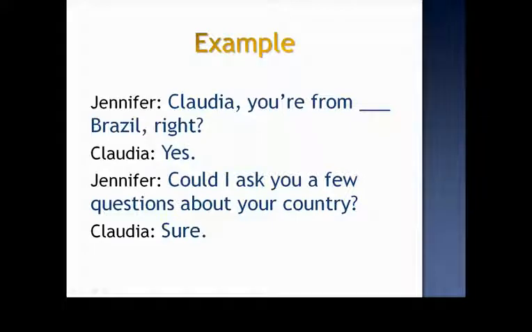Here's part of the interview script. As you read it, you see that you must decide in the first line if an article is needed before the word Brazil. Is an article needed? If so, which one? You make your guess, your prediction. And now, let's watch the video to see if you're right.